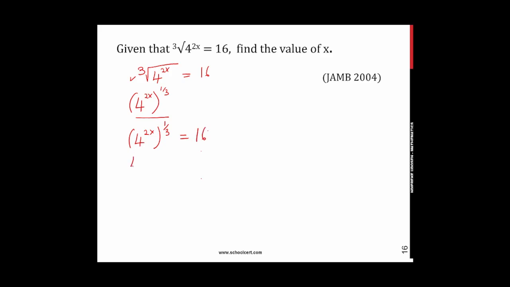So we multiply that out. We have 2x times 1 is 2x, divided by 3, equals 16. We try to find a common base, just like we did in the previous problem. So you can write 4 to the power 2x divided by 3 equals 4 raised to power 2, which is equivalent to 16. So now that we have equal bases, we ignore them completely and work with their indices. So we have 2x divided by 3 equals 2. We cross multiply and we have 2x equals 3 times 2, which is equal to 6. Therefore, x will be equal to 6 over 2, and the answer is 3.